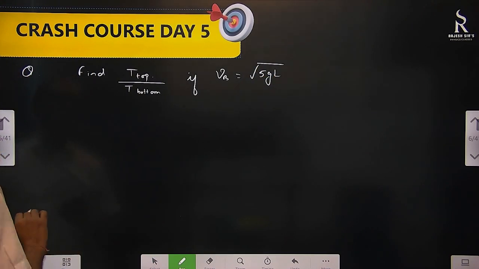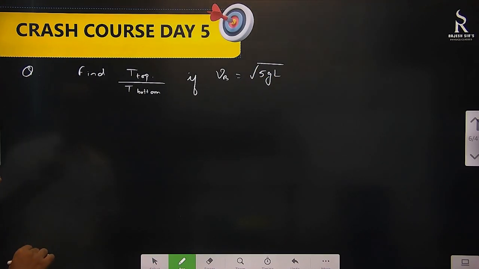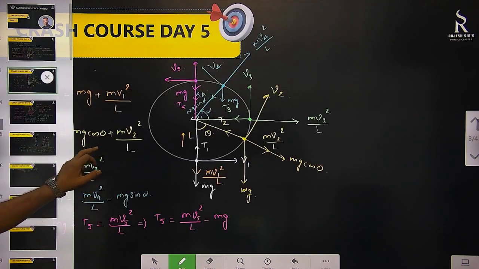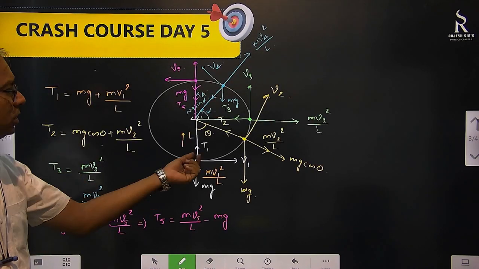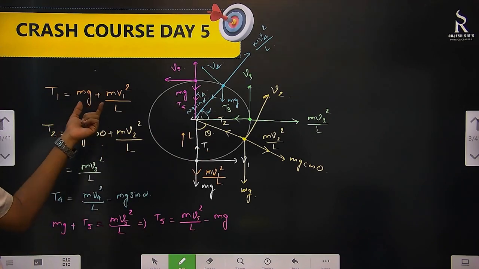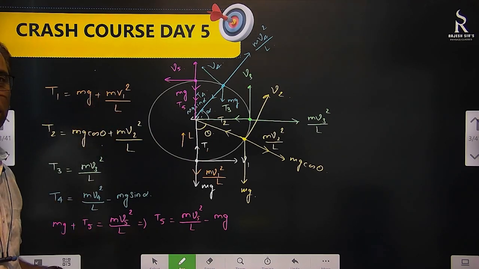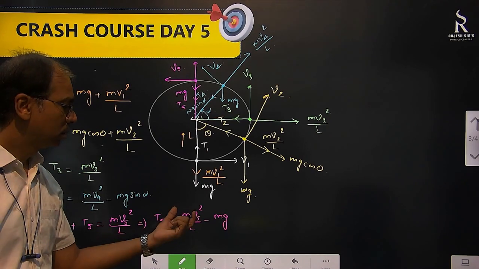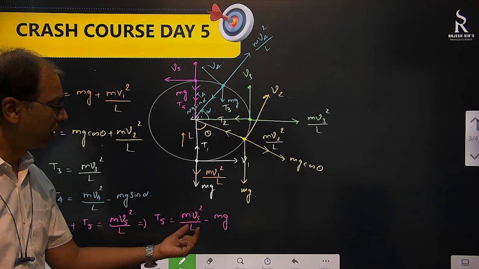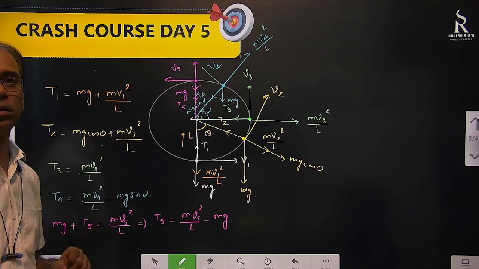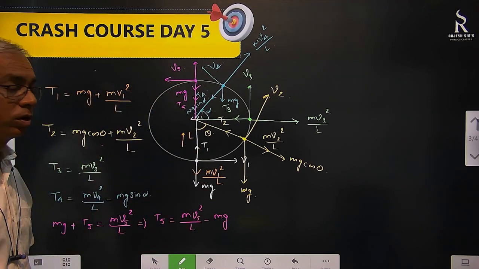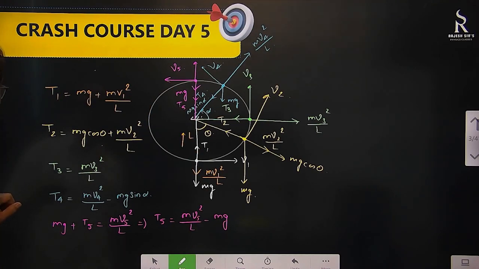So tension at the bottom is what? Let's see one more time. How do we calculate it? Tension at the bottom, T1, is mg plus mv square by L. Tension at the top is mv square by L minus mg. If you can remember this, it is better for us. Now calculate it.